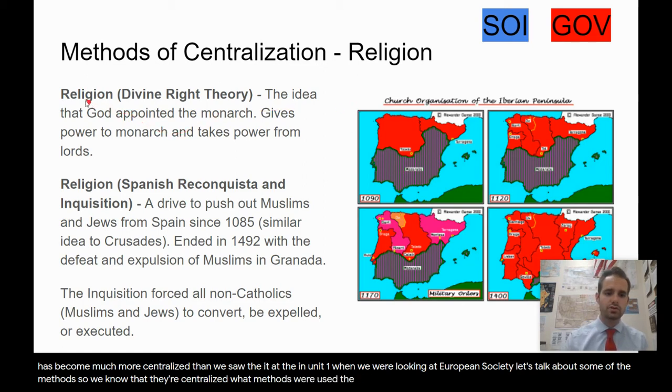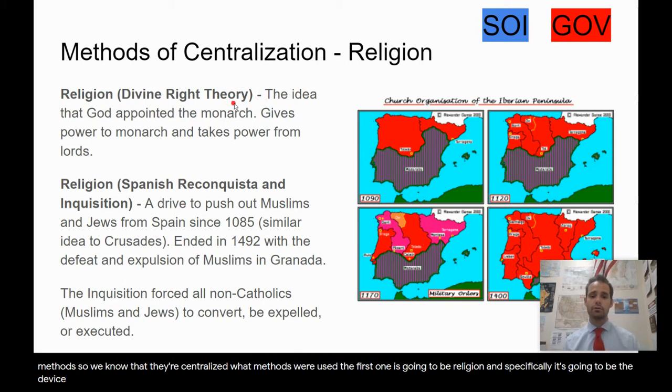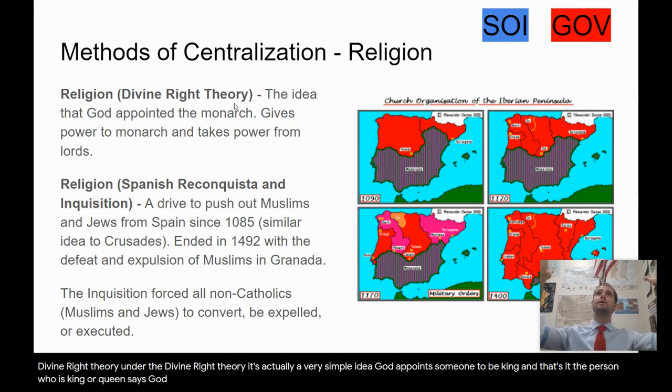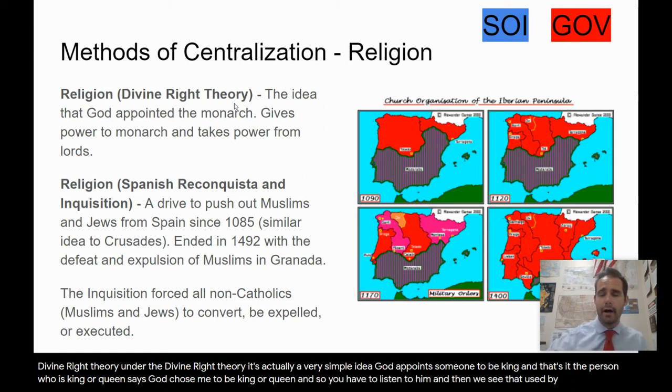The first one is going to be religion, and specifically, it's going to be the divine right theory. Under the divine right theory, it's actually a very simple idea. God appoints someone to be king, and that's it. The person who is king or queen says, God chose me to be king or queen, and so you have to listen to him.